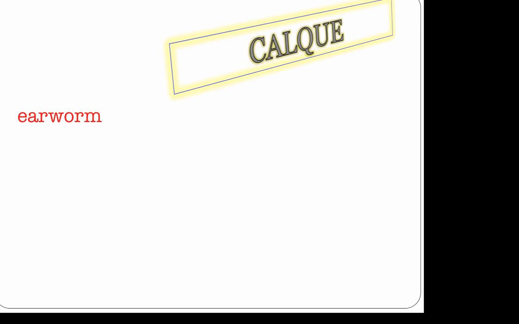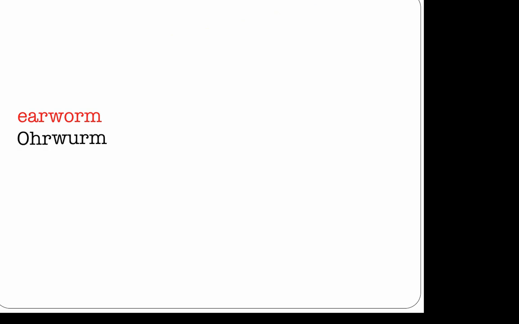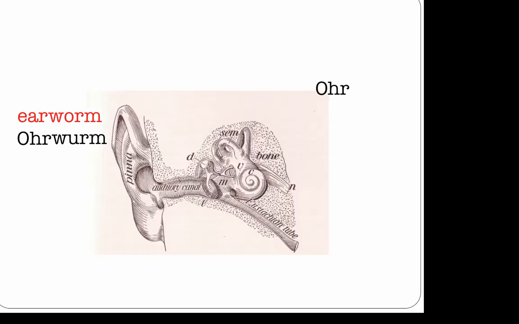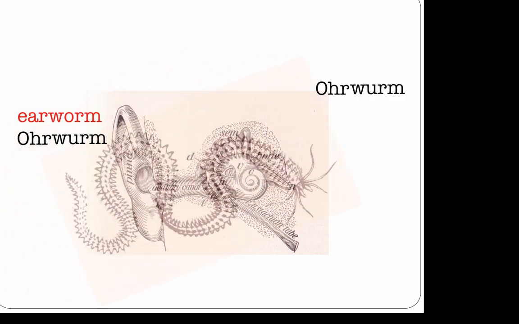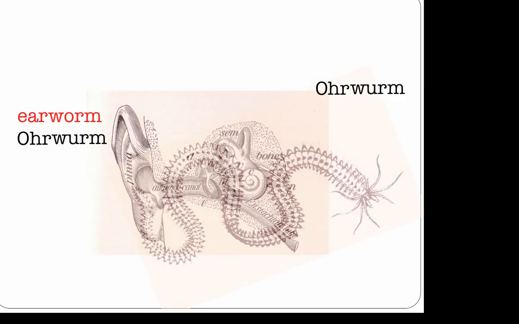The word earworm is a calque from the German Ohrwurm. But what's a calque? And what makes earworm a calque? Well, it's a literal translation of the German word Ohrwurm, which itself is a compound based on Ohr, which means ear, and Wurm, which means worm. It's like the song that doesn't leave your head is compared to a worm that crawled into your ear.